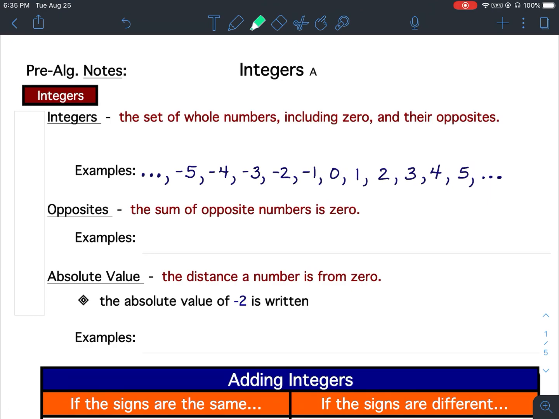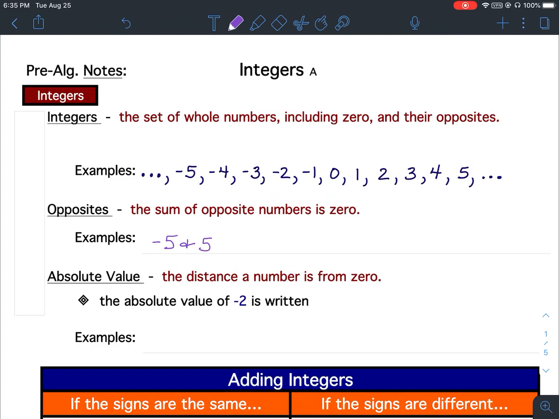Opposites, I already kind of discussed what an opposite is. The sum of opposite numbers is 0. The sum of opposites is 0. So 4 plus -4 is 0. 5 plus -5 is 0. 20 plus -20 is 0. So some examples of opposites. Let's go with -5 and 5.